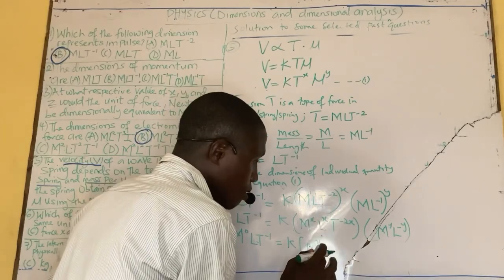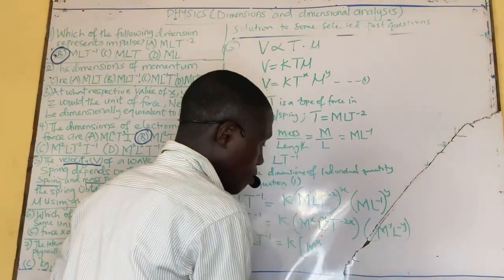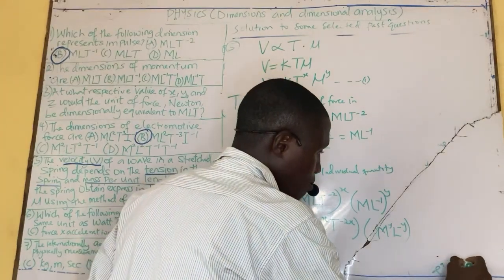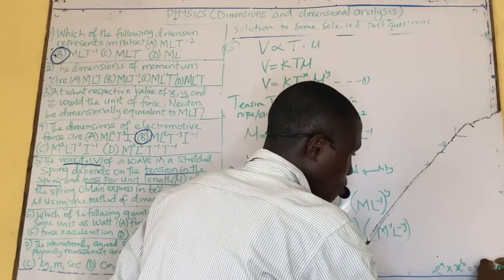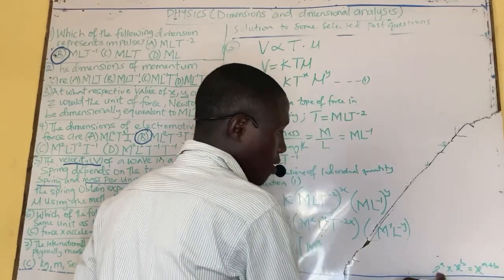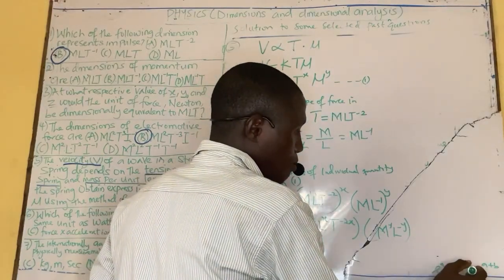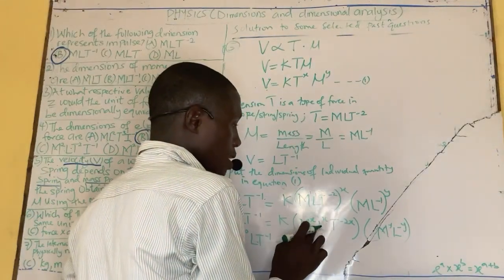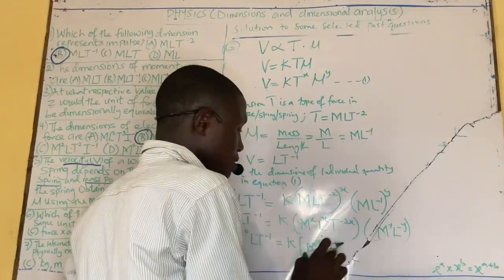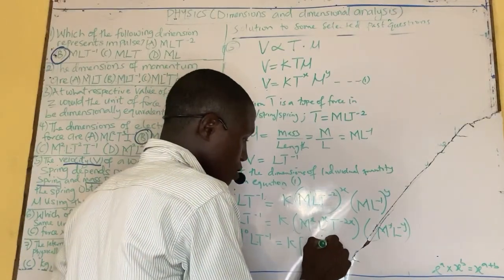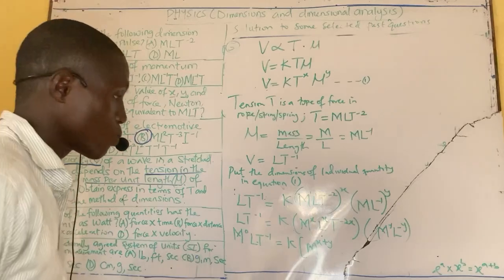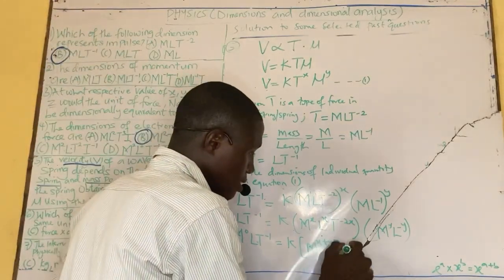This is the law. The law says that whenever we have x to the power a multiplied by x to the power b, it's going to be x to the power a plus b. Please note that that's the law: x to the power a times x to the power b equals x to the power a plus b. So we're having m to the power x multiplied by m to the power y. It's going to be m to the power x plus y. So that is for the m.